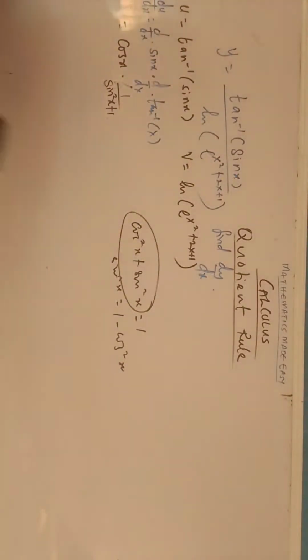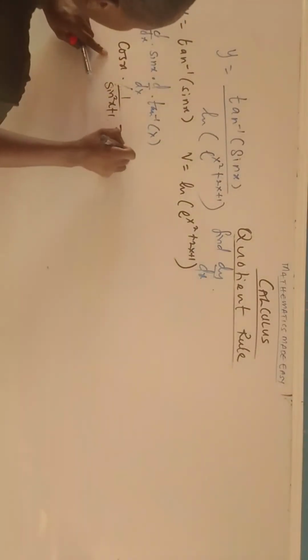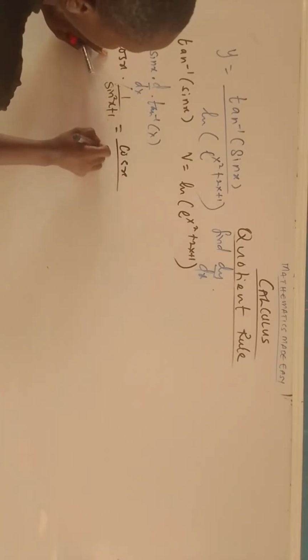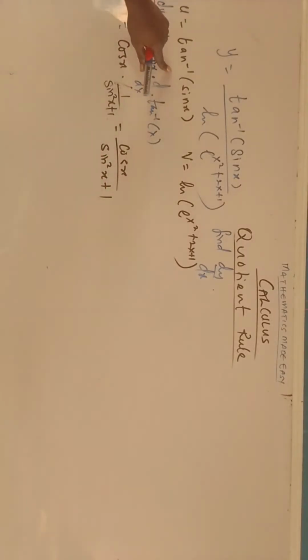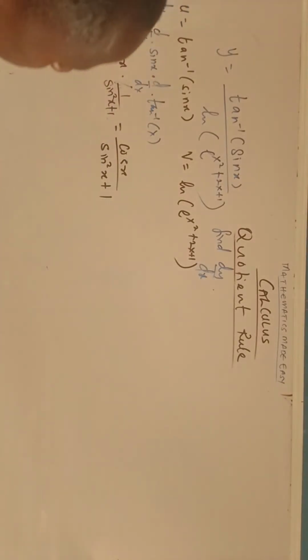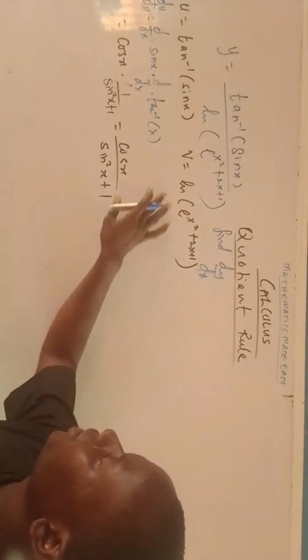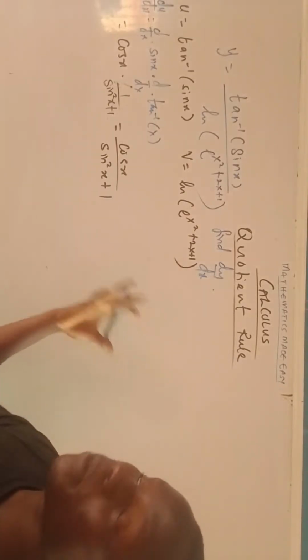Alright, now let's move on. So we are going to have cos x over sin squared x plus 1. If we differentiate arctangent of sin x, we get cos x over sin squared x plus 1. Now, the second function right here, v, is equal to natural log of exponential x squared plus 2x plus 1.